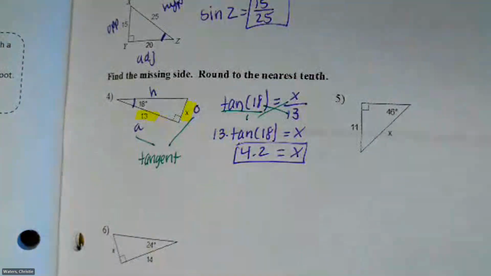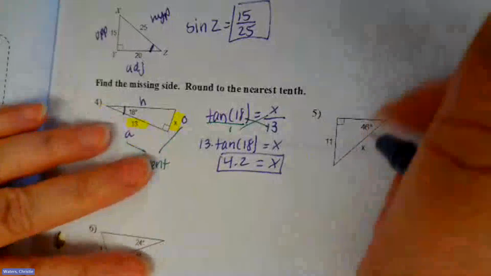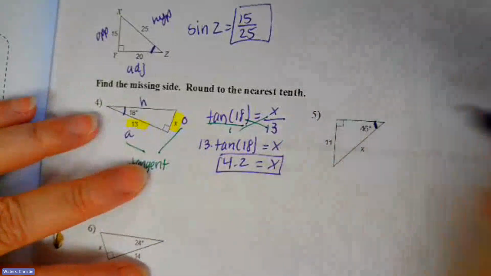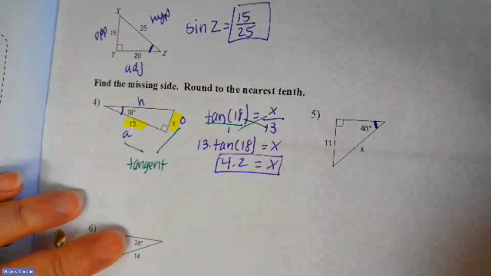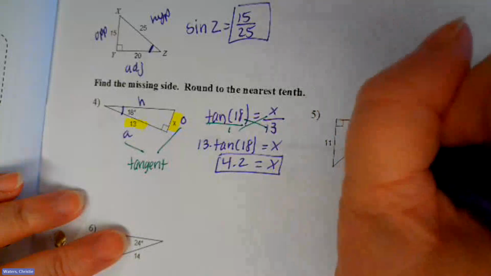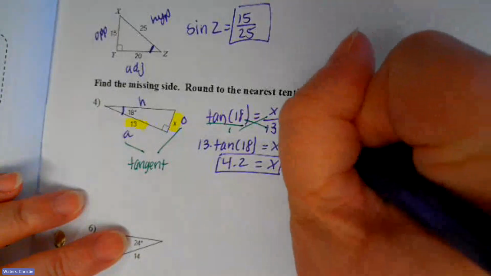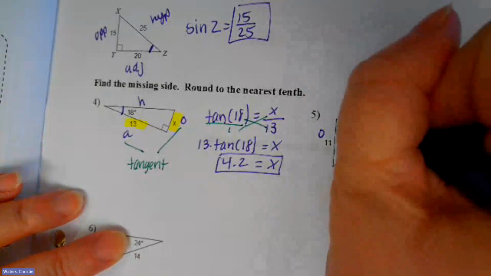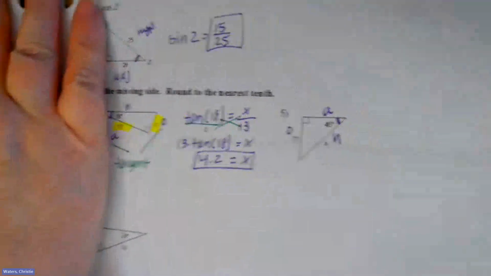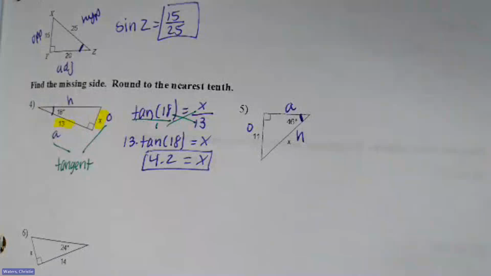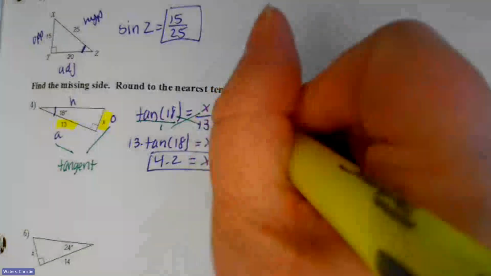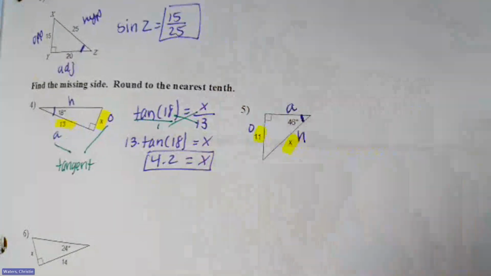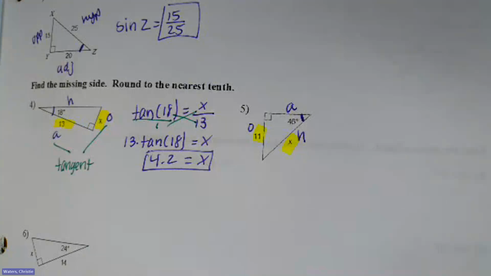There we go. All right, let's go ahead and try 5. So on number 5, here's my focus angle. We're going to start by labeling OAH. Across from the focus angle is the opposite side. Across from the right angle is the hypotenuse. The third side is the adjacent side. So for this problem, it looks like we need to use the opposite side and the hypotenuse. Opposite and hypotenuse is sine.